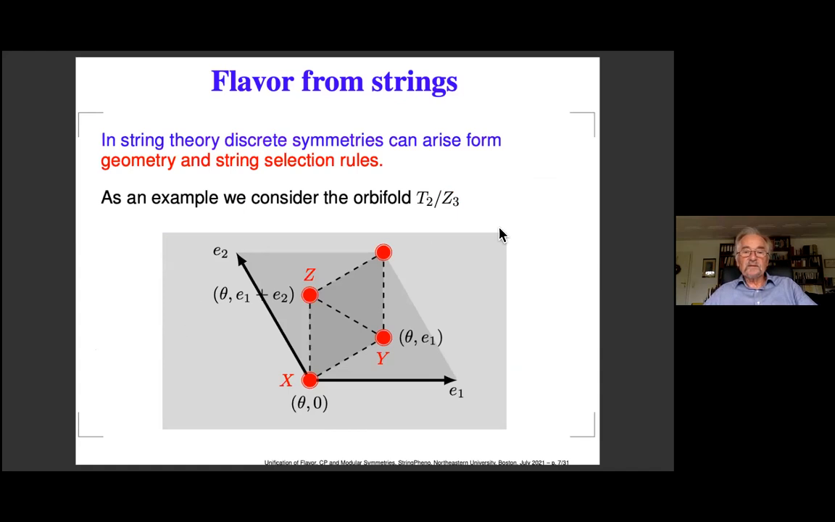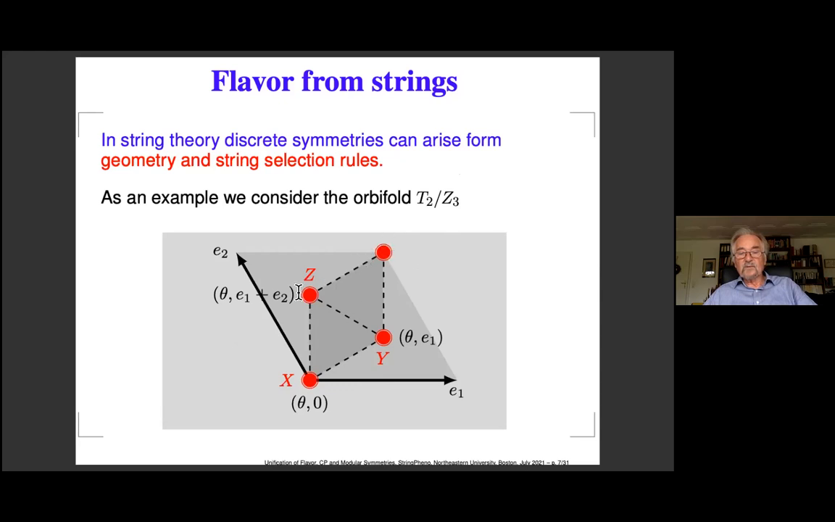I consider the T2 over Z3 orbifold. So we have lattice vectors E1, E2. They have the same length, and there's an angle of 120 degrees between them. We orbifold out this 120-degree rotation. That will lead to this object, which is in the dark shaded region. There are three fixed points, X, Y, and Z.